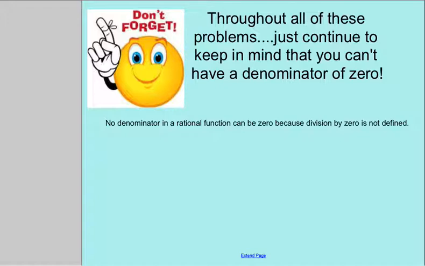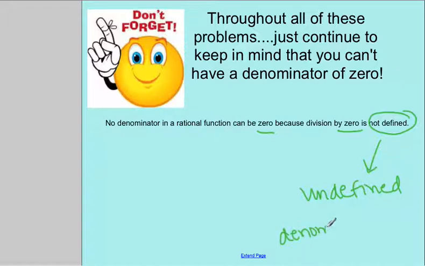Throughout all these problems, continue to keep in mind that you can't have a denominator of 0. We have a fill in the blank on your note sheet: no denominator in a rational function can be 0 because division by 0 is not defined. You're going to hear words that ask you to find where it is undefined. To figure out where it's undefined, you take your denominator and set it equal to 0 and solve.